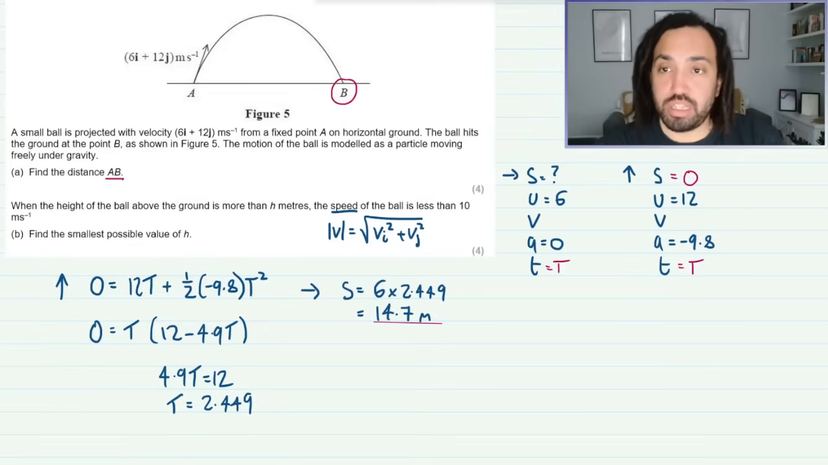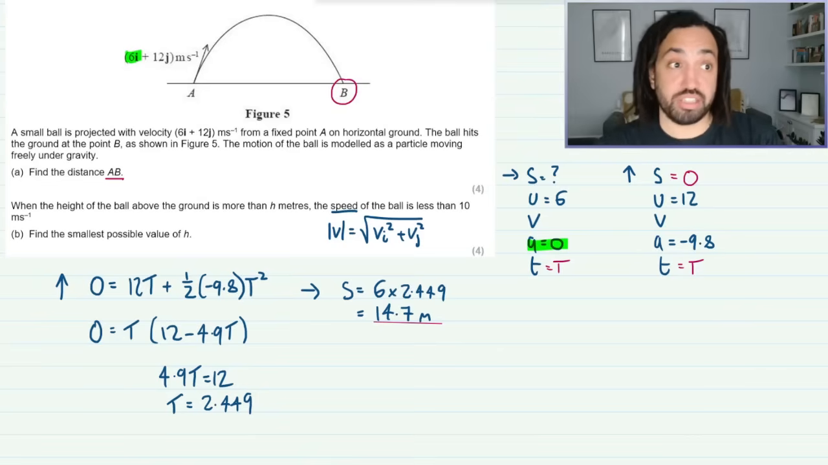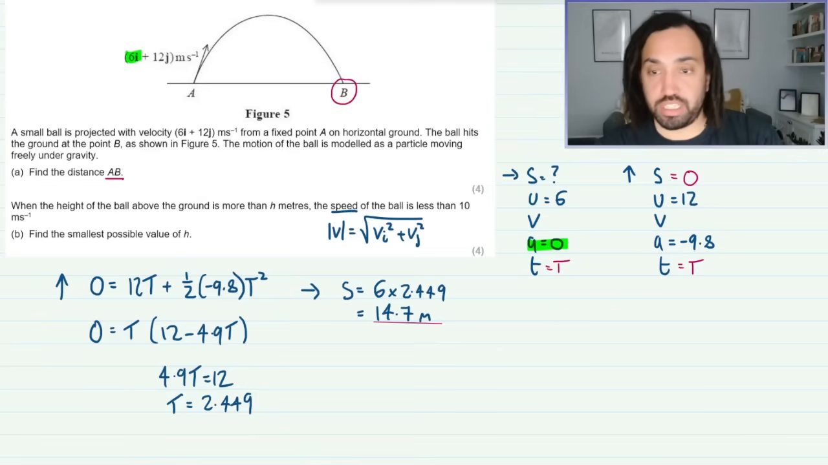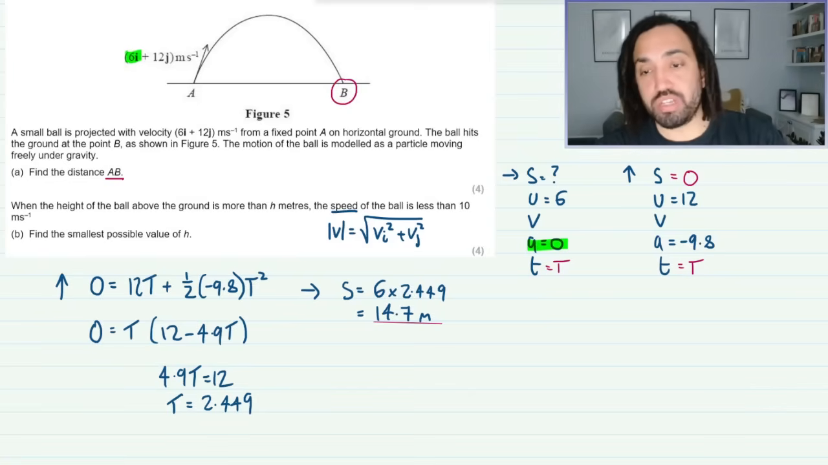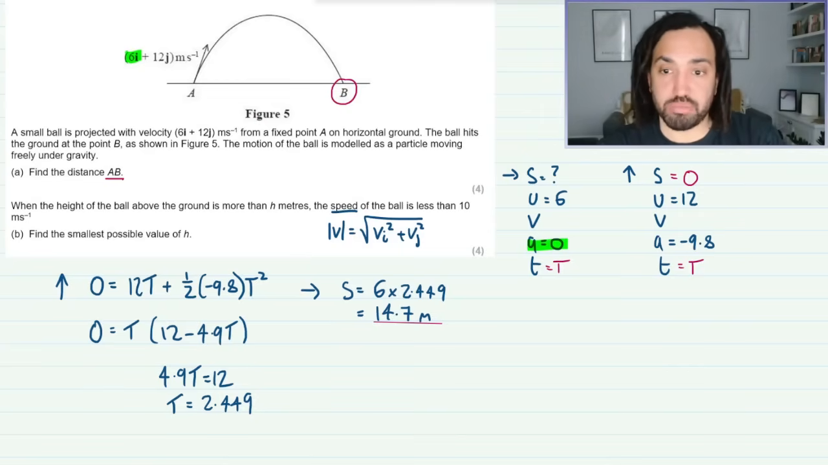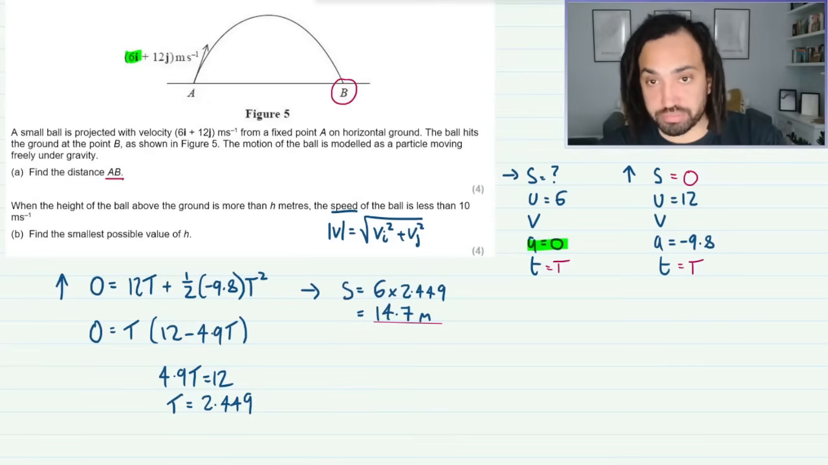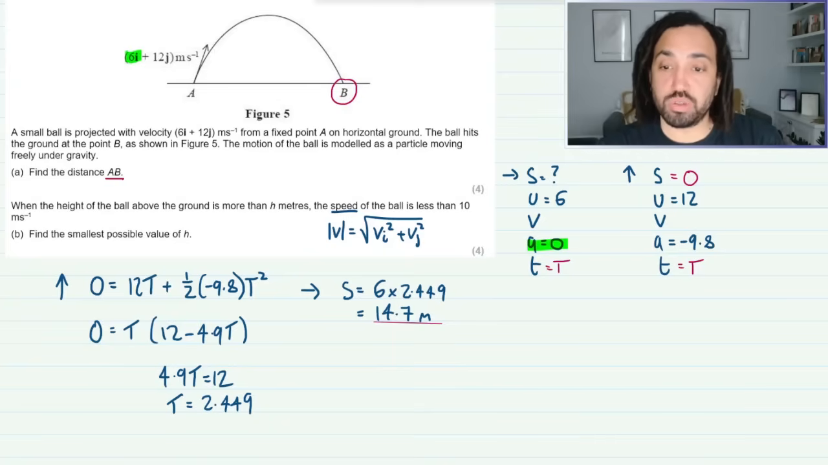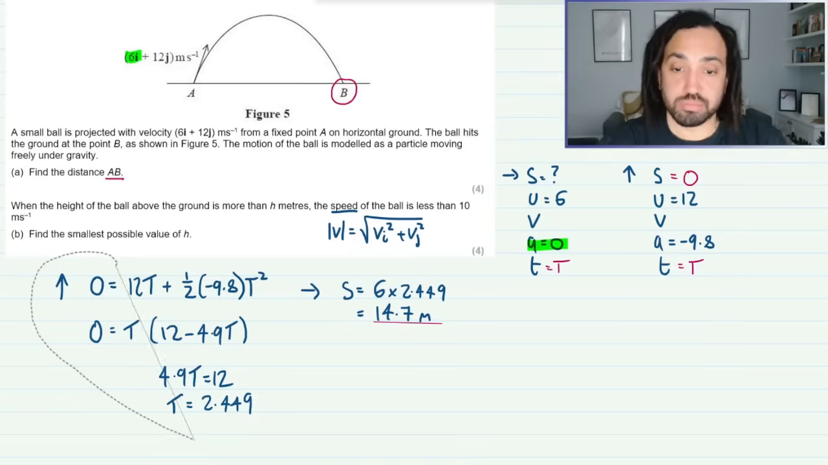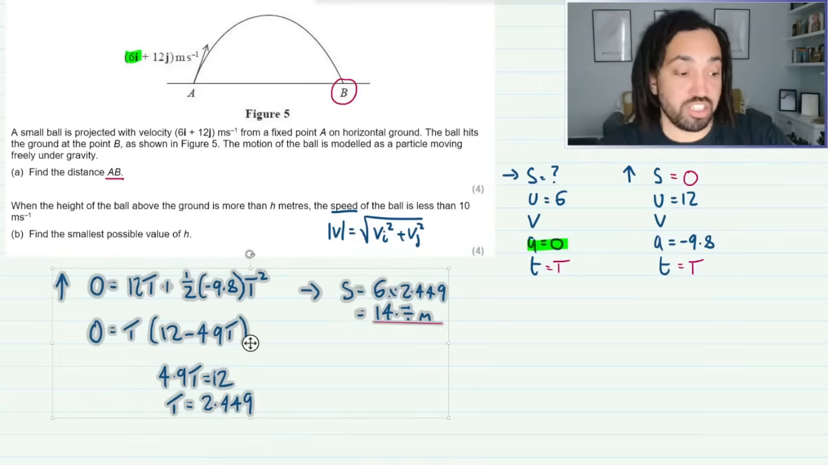It's also important to note that because there's no acceleration in the horizontal, it means that the 6 component of velocity in the horizontal will just stay the same all the way through. So it's only the vertical velocity which is going to impact the speed, essentially, because the horizontal one is just going to stay constant. So the vertical one is going to change. Okay, so let's try and find what the vertical component needs to be in order for us to get speed of 10.